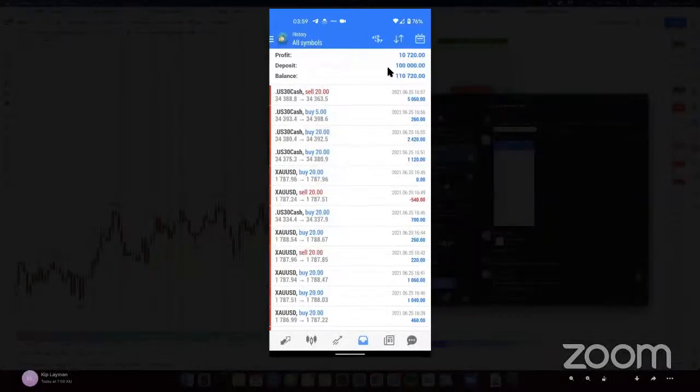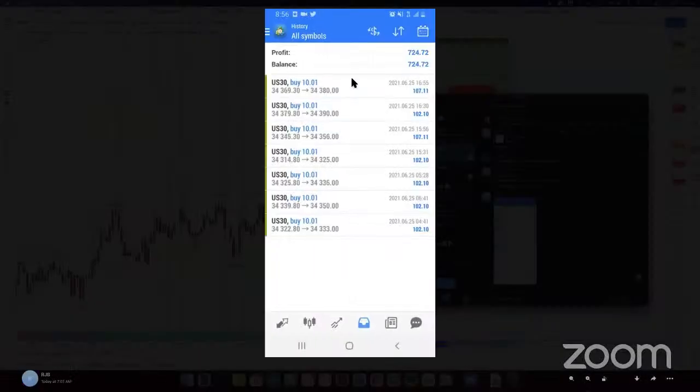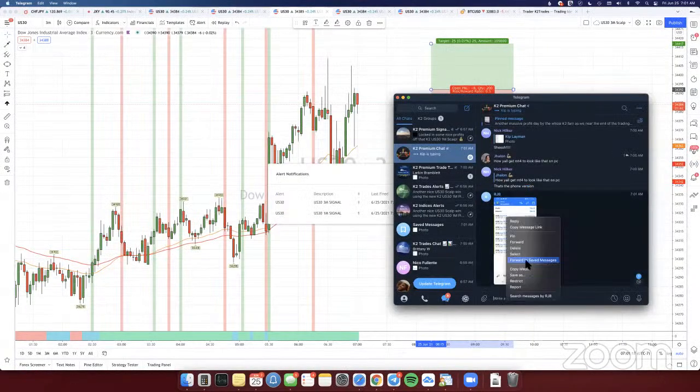Kip over here as well. Kip's up 10,000 for the day. Damn. So he traded gold and US 30. Nice work, Kip. So yeah, you guys are doing amazing this morning. Romano over here too. He's up almost 1,000. He's up 724. He just needs about one more trade to get to that 1,000. So nice work, Romano. So everyone here is doing pretty good.